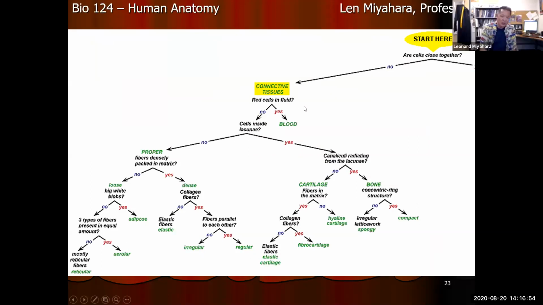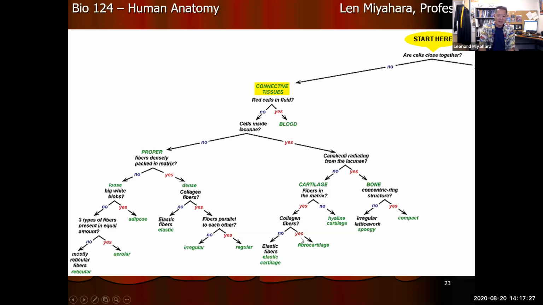Second question in this one is separating out blood. Do you see a bunch of red circles without nuclei? Then the next one is separating out cartilage and bone. They're the only 2 with lacunae. Next question: do you see a cut tree trunk, concentric ring structure? If it's yes, it's bone. No, that means it's cartilage. Hey, look, the last question it's asking is about the fibers, just like how I did it.